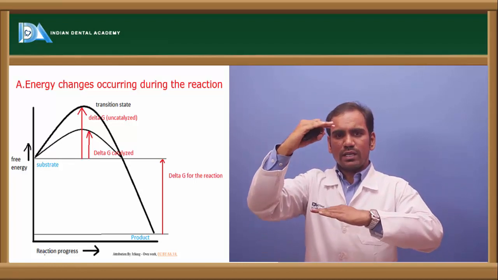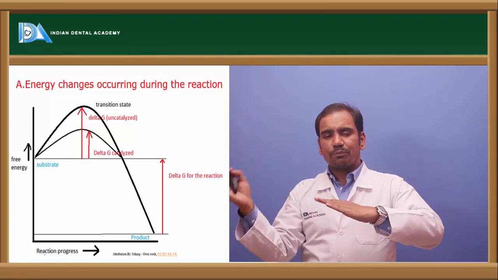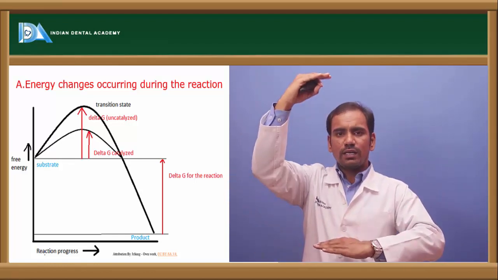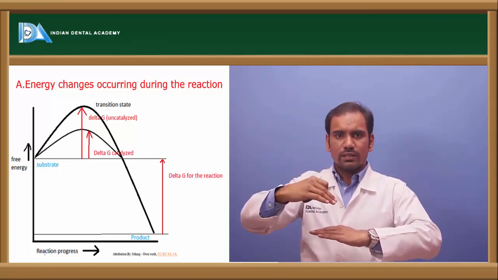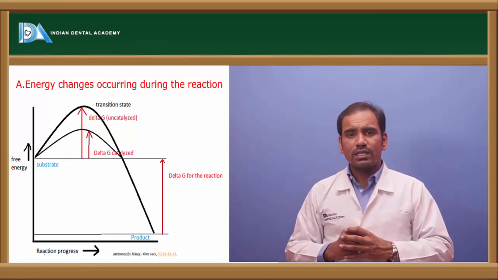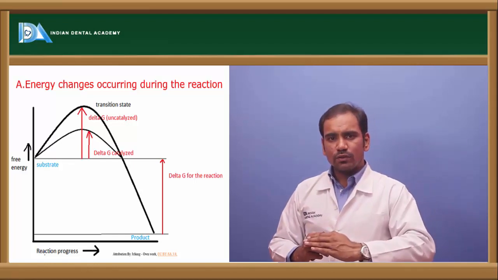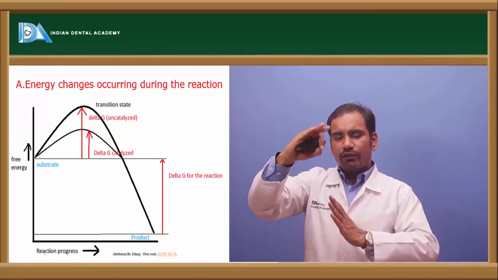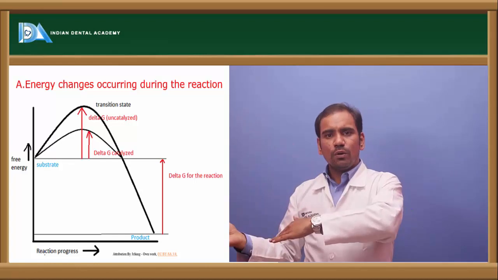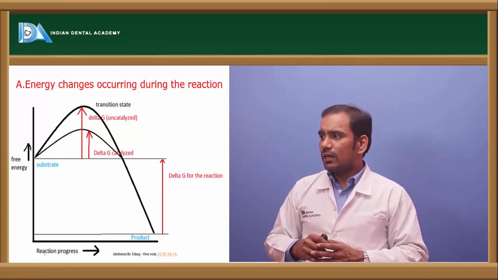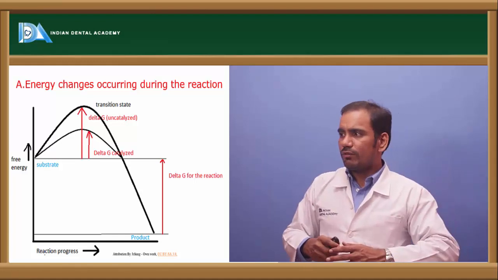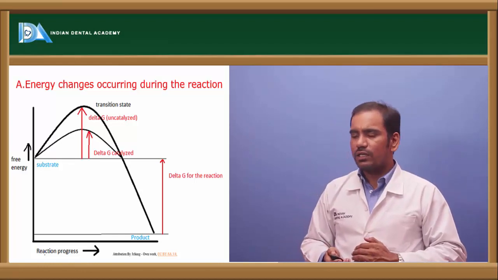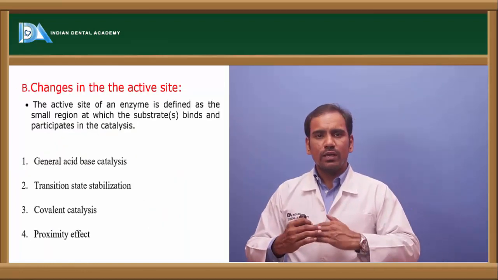Whenever the activation energy is decreased, the rate of the reaction increases and the reaction is rapid. Whenever the activation energy increases, the rate of the reaction decreases. So the function of enzymes is to decrease the activation energy so that substrate molecules are shifted to the transition state, and from this transition state they are converted into products. That is the energy change during a reaction. Enzymes decrease the energy required to shift the substrate molecules from the substrate state to the transition state.